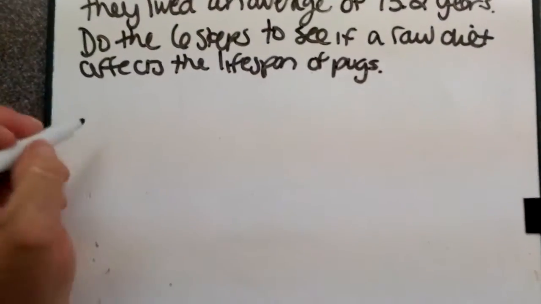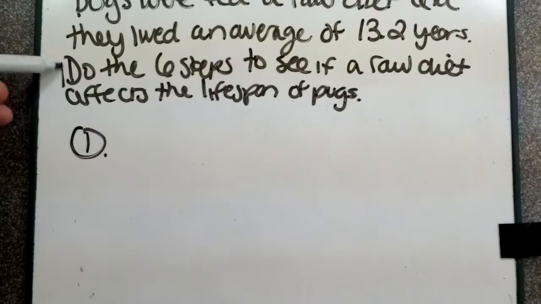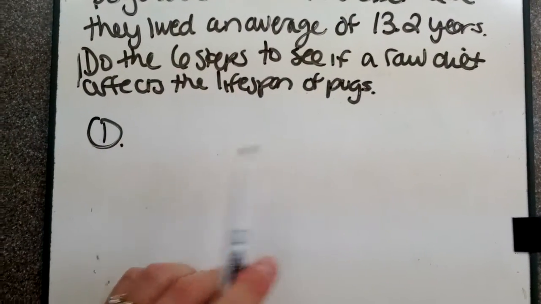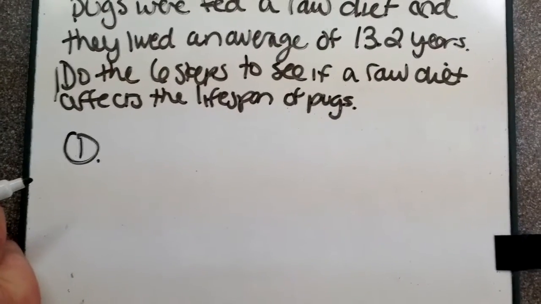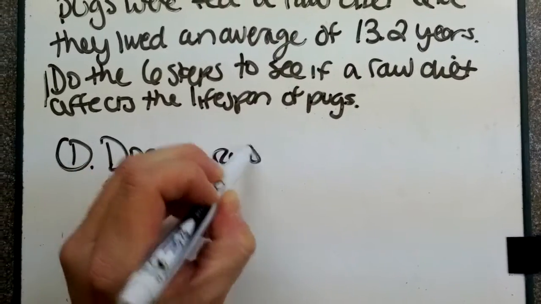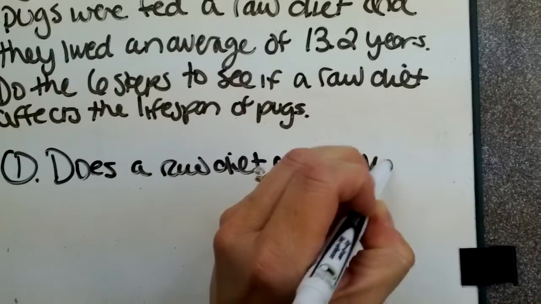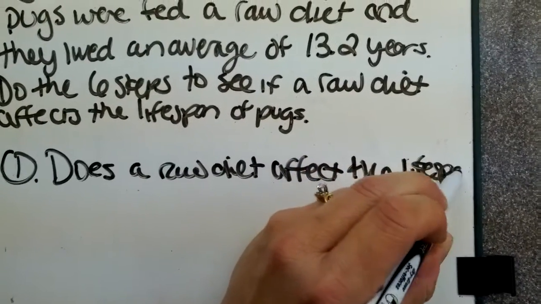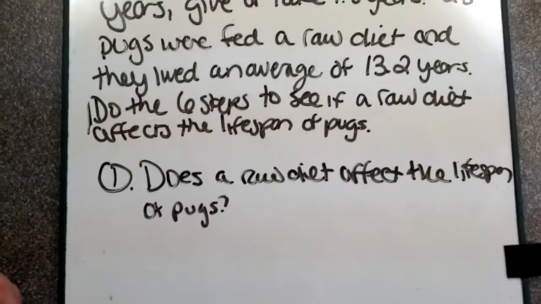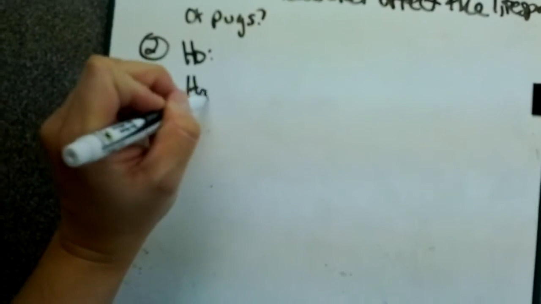So remember, our first step is we need to restate the research question. And it's really already spelled out for you here in this last sentence. It says, see if a raw diet affects the lifespan of pugs. So if I wanted to turn that into a question, it would be, does a raw diet affect the lifespan of pugs? There we go. So then our second step is to establish the null and alternative hypotheses.